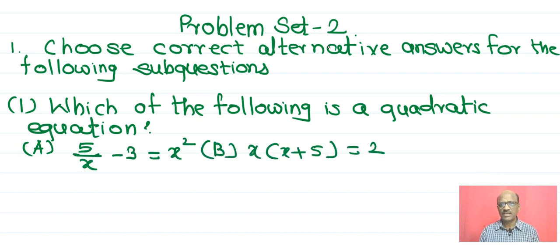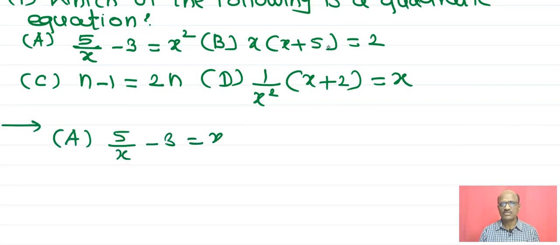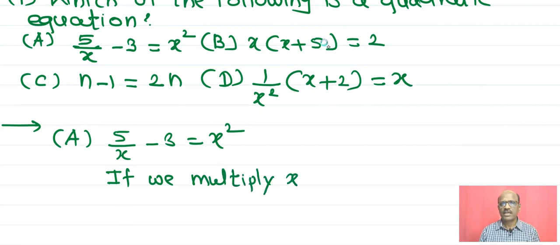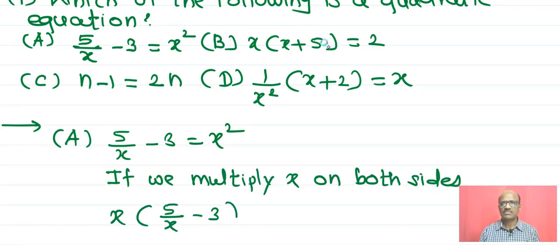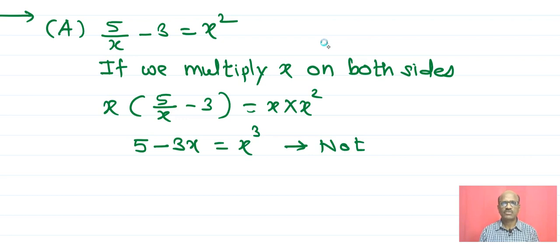A: 5x minus 3 is equals to x square. B: x in bracket x plus 5 is equals to 2. C: n minus 1 is equals to 2n. And D: 1 upon x square in bracket x plus 2 is equals to x. If you solve this first equation, multiply on both sides by x, then the power of x is x raised to 3. Therefore, it is not a quadratic equation.